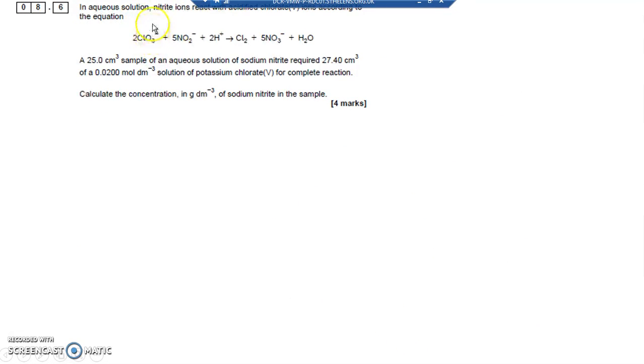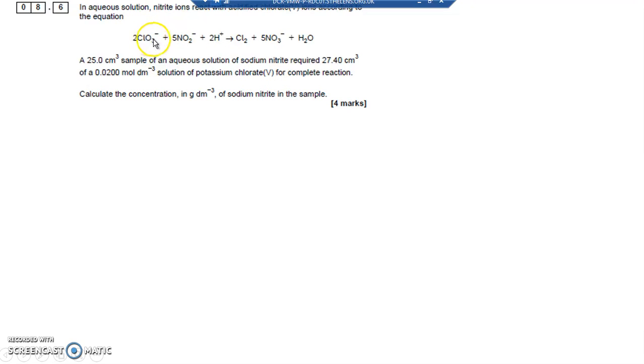In this equation, then, I've got 2 ClO3 minus and 5 NO2 minus and 2 H plus, making Cl2, 5 NO3 minus and H2O. A 25 centimeter cube sample of the sodium nitrite, which is this one here, NO2 minus, required 27.4 centimeters cubed of a 0.02 mole per decimeter cubed solution of potassium chlorate 5. This is potassium chlorate 5 with the Cl in oxidation state 5.